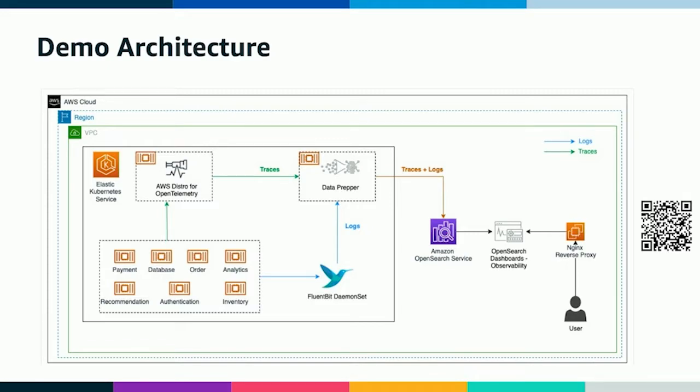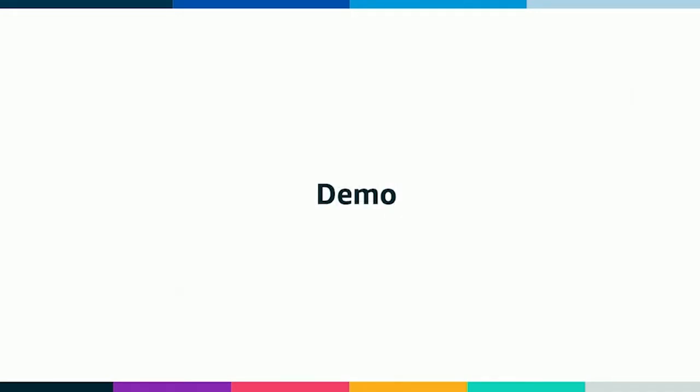When we talk about instrumentation or traces, you have the AWS Distro for OpenTelemetry, which can collect all of your instrumentation and telemetry data across different microservices. Those data can be sent to Data Prepper, which can further send all of these traces plus log data into OpenSearch. And then you can use OpenSearch Dashboards to visualize all this data in a single pane of glass. So I think next is the demo.